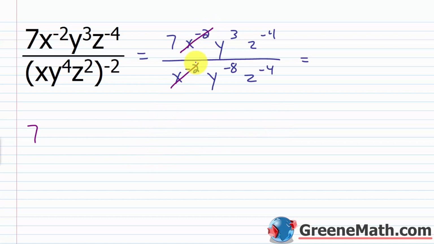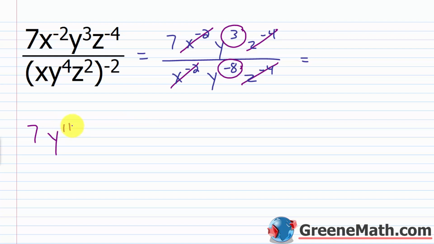So you can cancel this. Same thing for the z. You have z to the power of negative 4, z to the power of negative 4, cancel it. So all I have left is y raised to the power of 3 over y raised to the power of negative 8. So you're going to subtract this guy away from this guy. If I subtract negative 8 away from 3, so 3 minus a negative 8, be careful there, you want to minus the negative 8. This is the same thing as 3 plus 8, which is 11. So you get 7y to the 11th power.